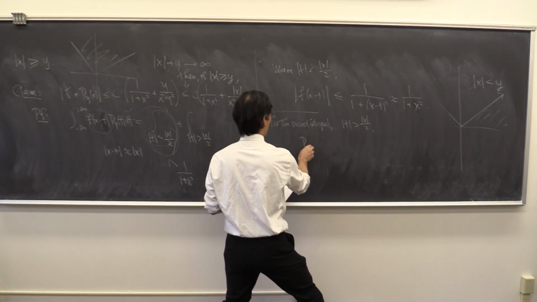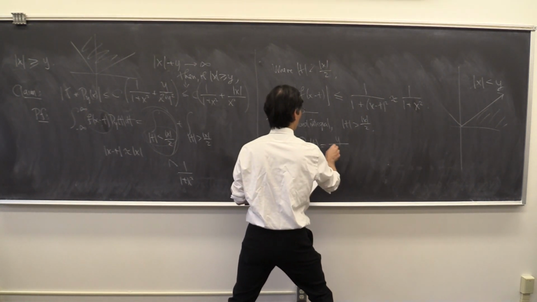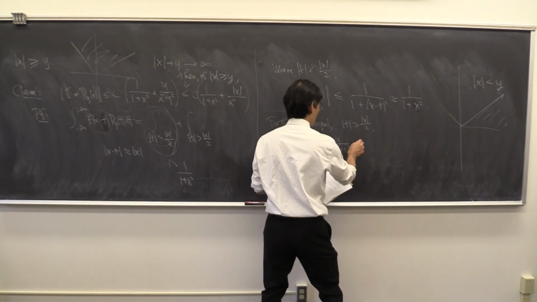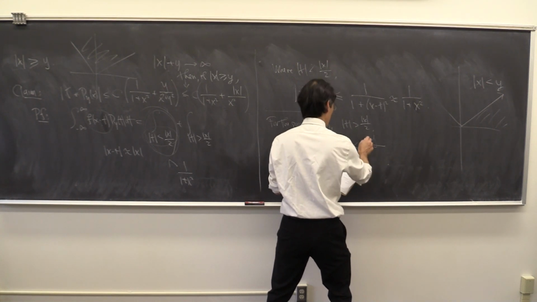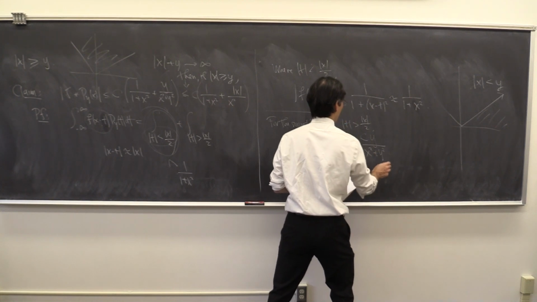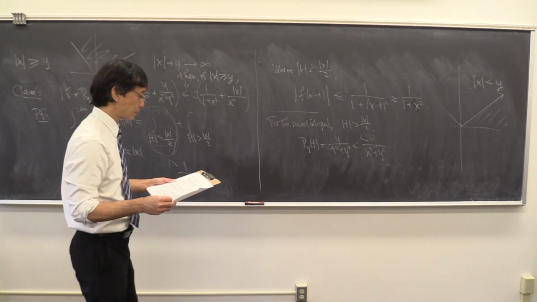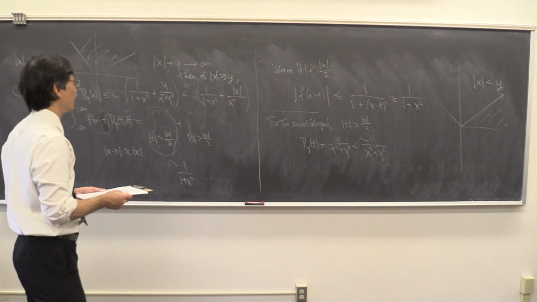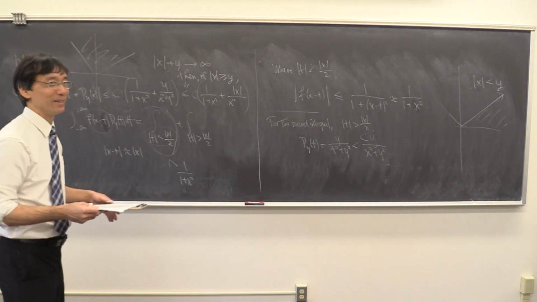So the Poisson kernel, y over t squared plus y squared, is smaller than some constant times y over x squared plus y squared. And that's it. That's it.